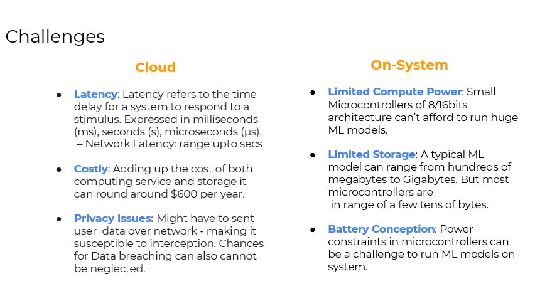So the issues he faced in both these cases: coming to cloud, the main issues he was to face were latency, cost, and privacy issues. Latency, in the sense, we don't know what latency is, right? It's the delay for a system to respond to a stimulus. And this latency is mainly due to network issues, network latency.